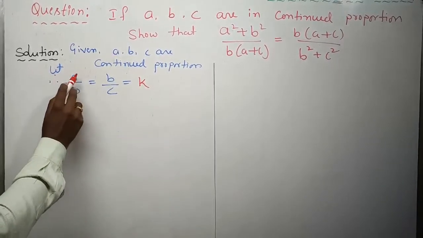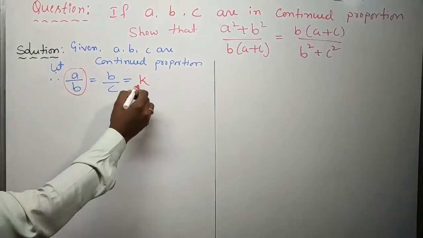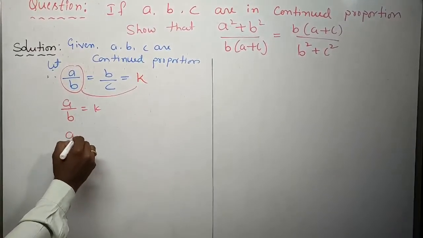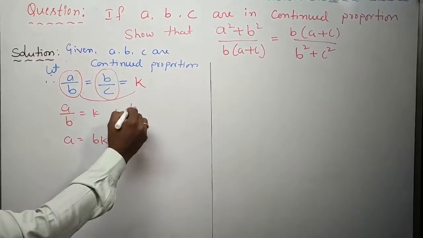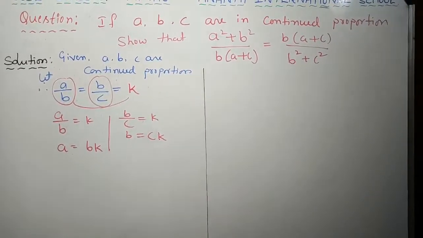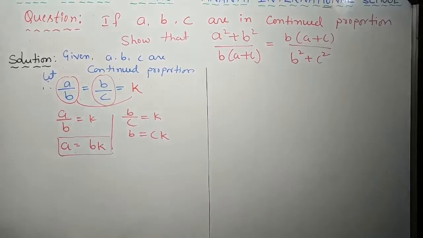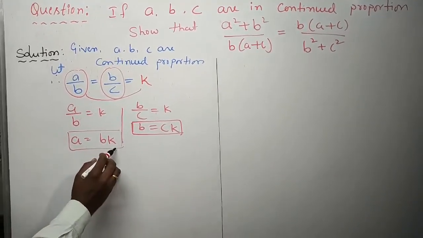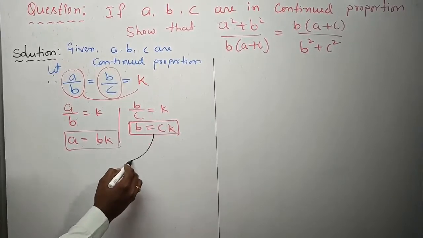I consider let a by b is equal to b by c is equal to k, means I will equate it. a by b is equal to k means a is equal to bk will come, children. Understand it? Same method, b by c is equal to k means b is equal to ck will come, children. We got a is equal to bk, then b is equal to ck. Now next, children, a is equal to bk I got, b is equal to ck I got. In the place of b, I will use ck. This one I am substituting here, children.